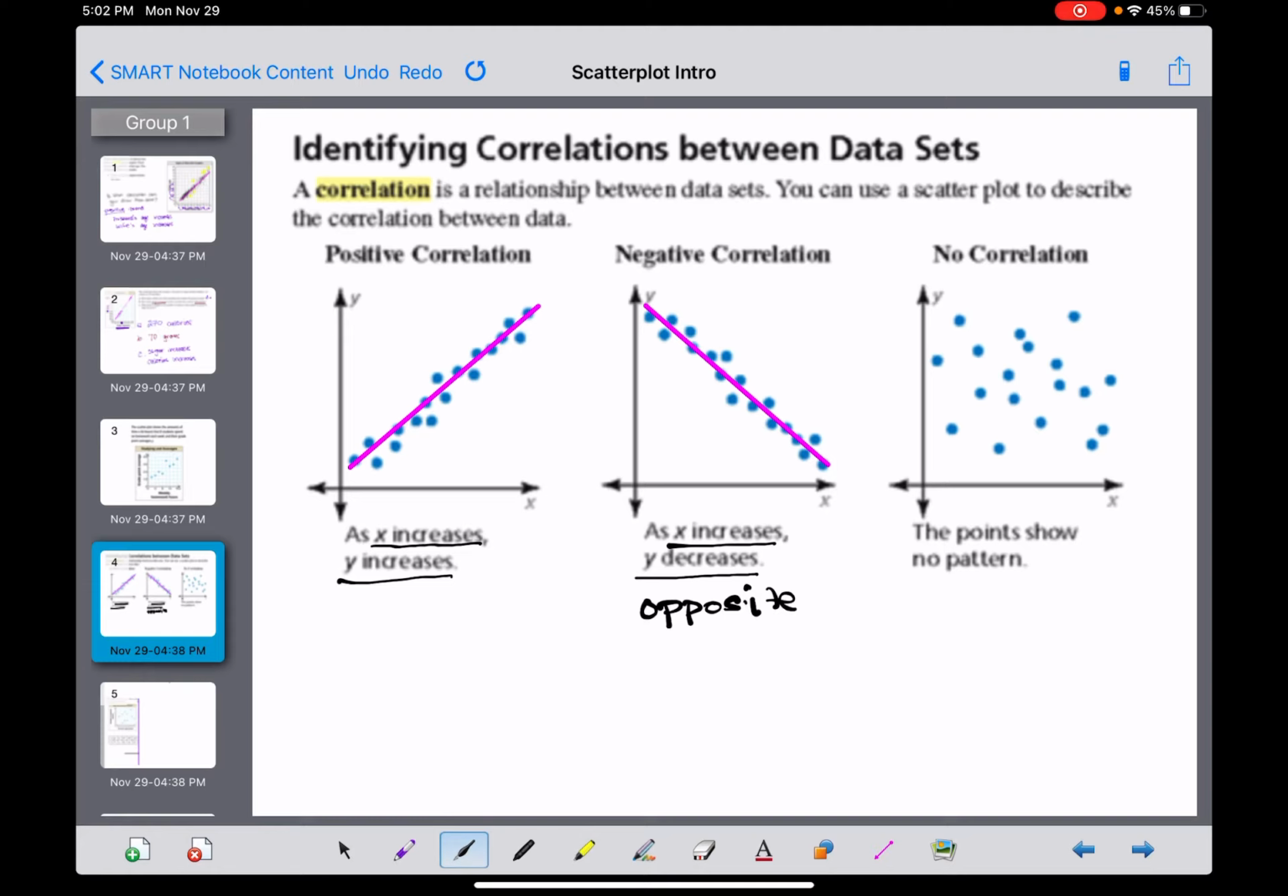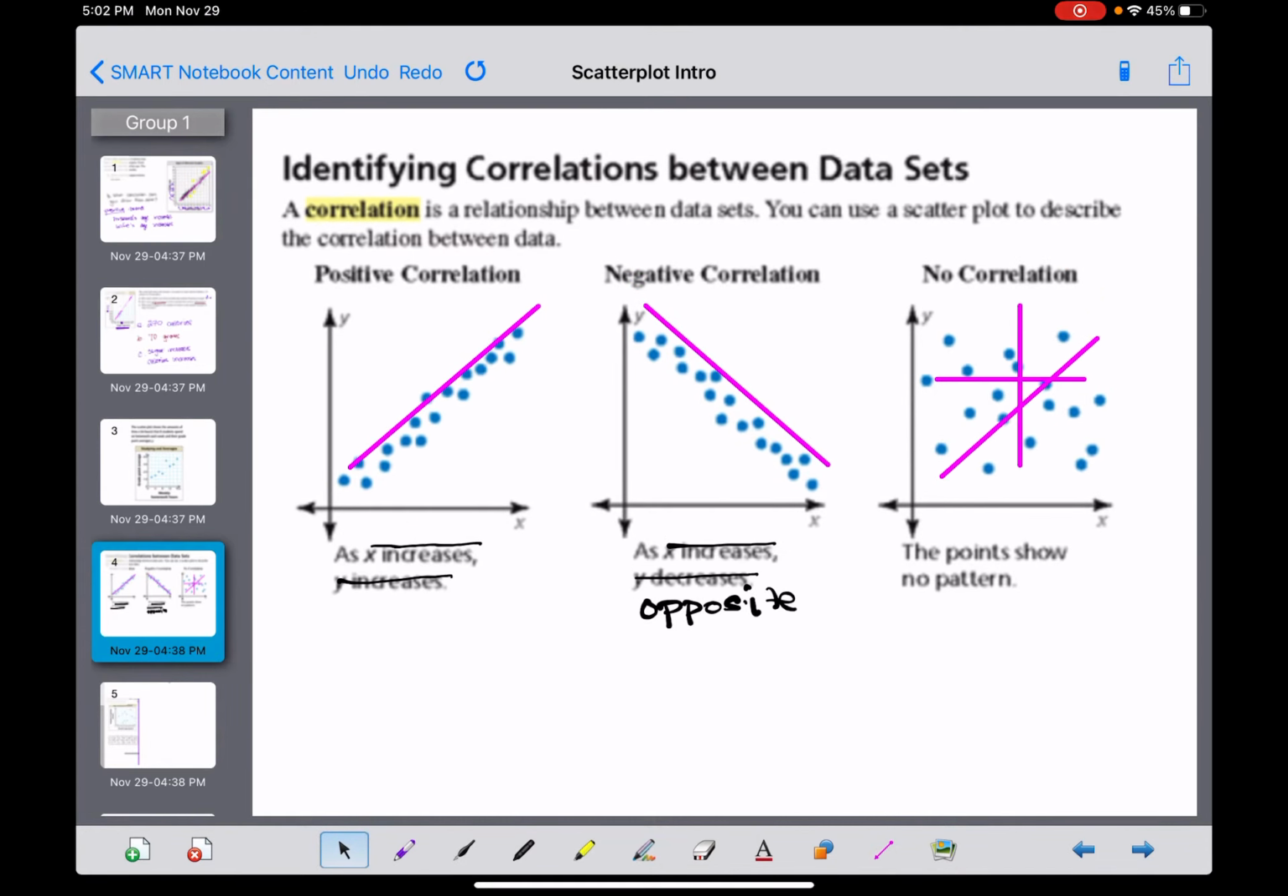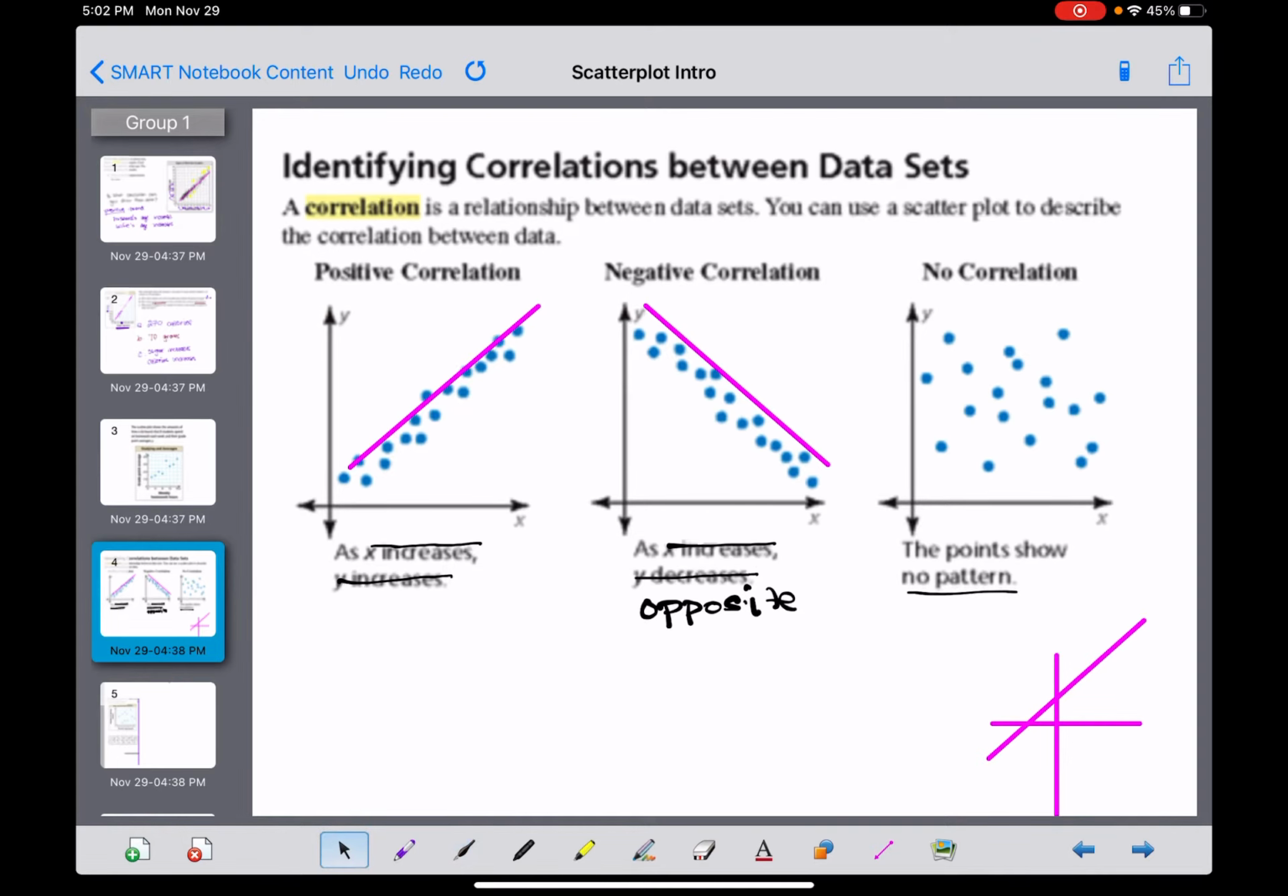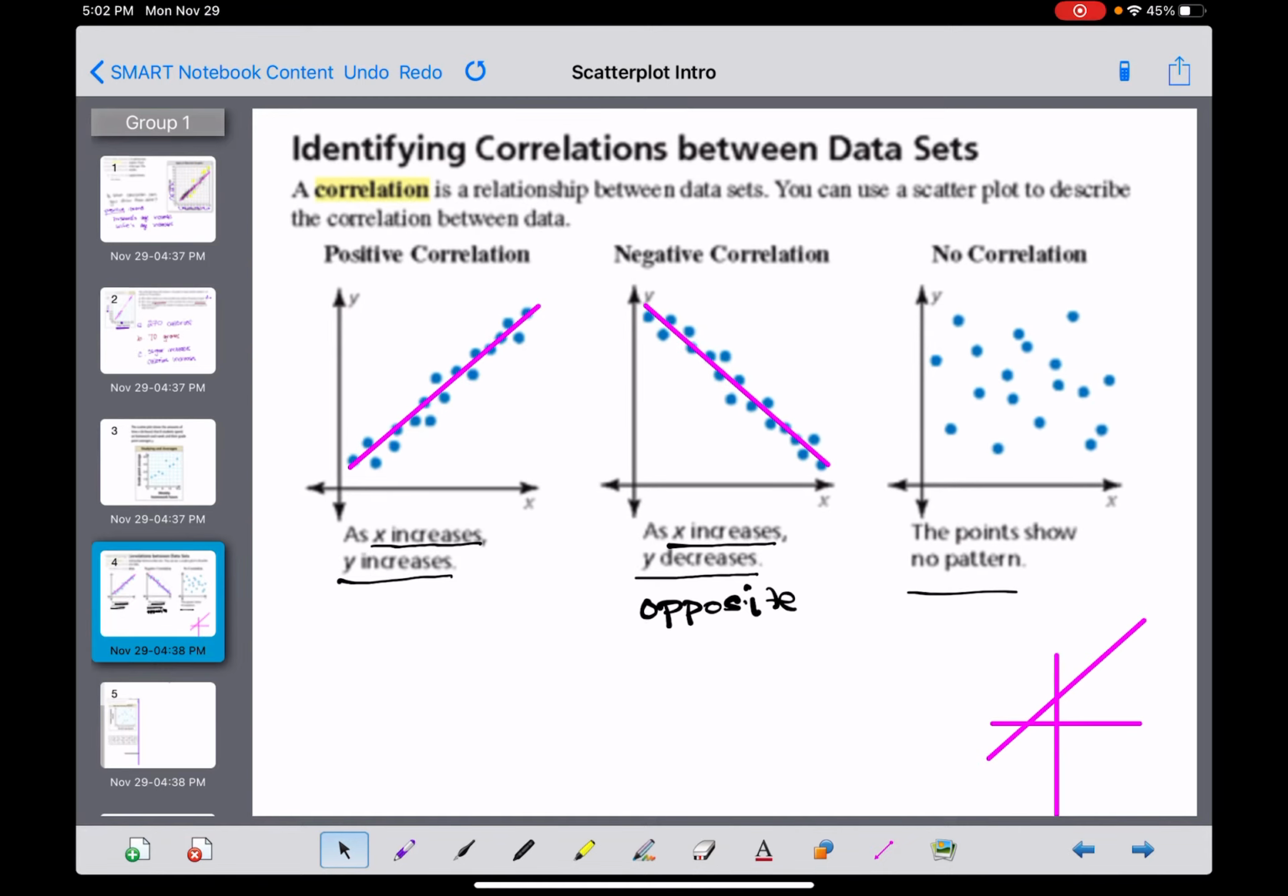Now, no correlation: you cannot draw a line that best fits because the data is so far spread out that there isn't one line that has the same number above and below. So this means that there is no relationship whatsoever between whatever this data set is. There's going to be no pattern, no increase or decrease. It's too scattered to make any conclusion other than that these two just don't have a relationship whatsoever.